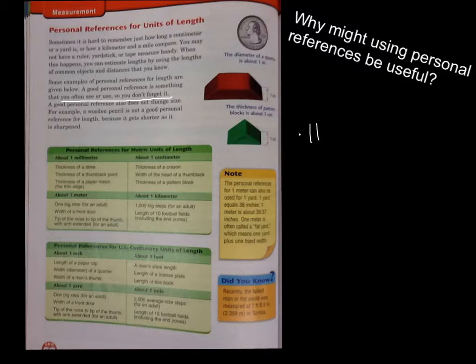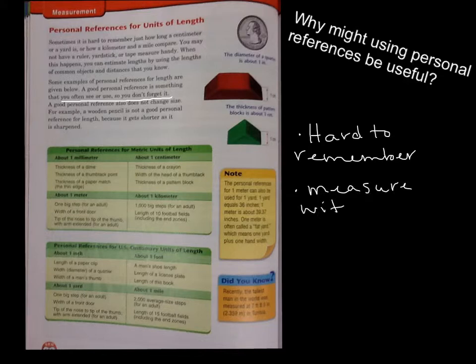Good. One reason it might be useful is it can be hard to remember how big or small something is, a length is, so this will help you remember. Sometimes we have to measure without a tool, like a yardstick or a ruler, or a meter stick. So here we can measure without a tool using the personal reference. Listen close to some of these examples because they'll help us in our math journal today.